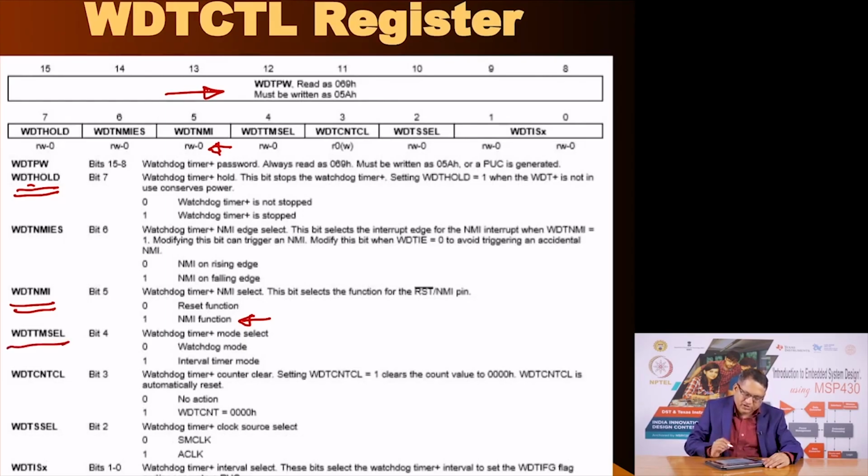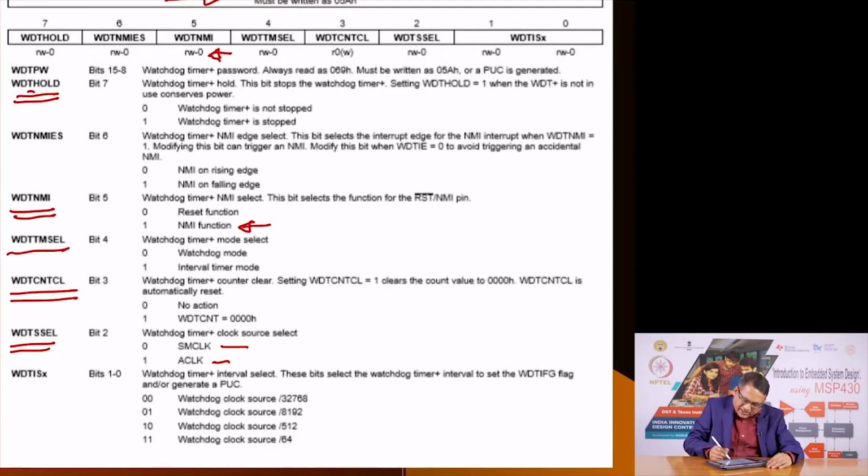This bit allows you to select the watchdog timer as watchdog or a timer, and this bit allows you to reset the watchdog timer so that it can restart from 0, and this bit allows you to select a source of clock for the watchdog timer. You can select either the SM clock or the auxiliary clock, and this allows you to decide the number of counts that it will count before it overflows and generates the power up clear signal, and you can go from a count of 64 to 32768.